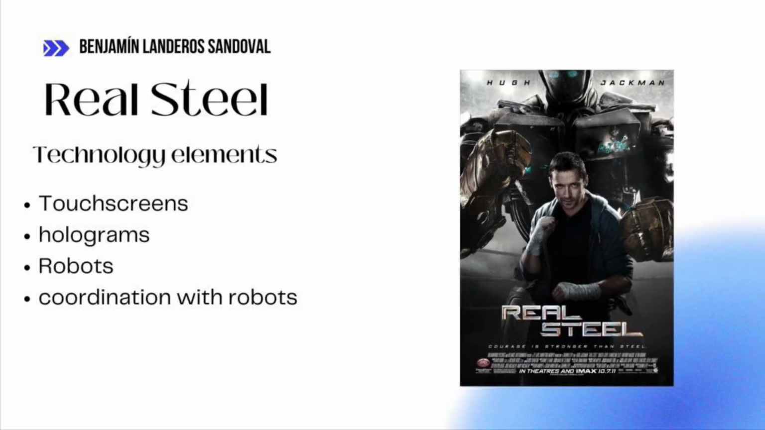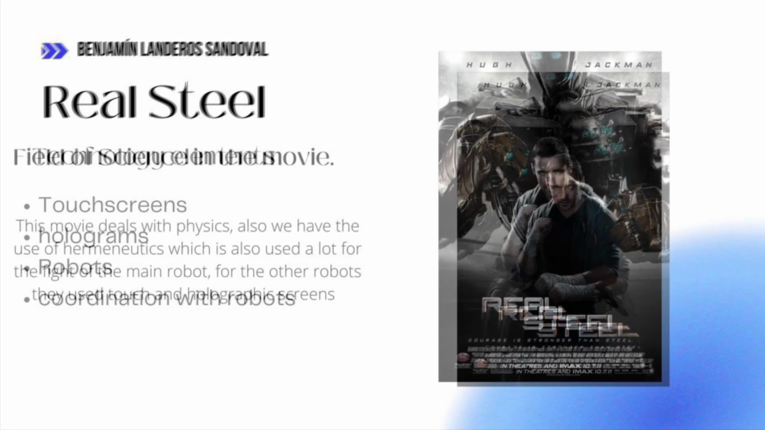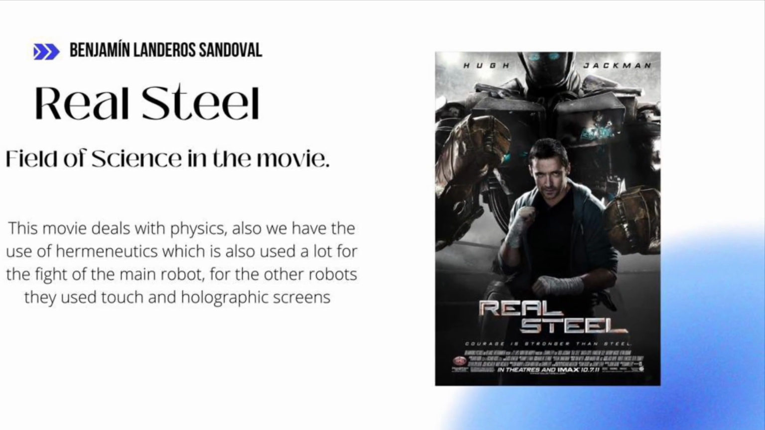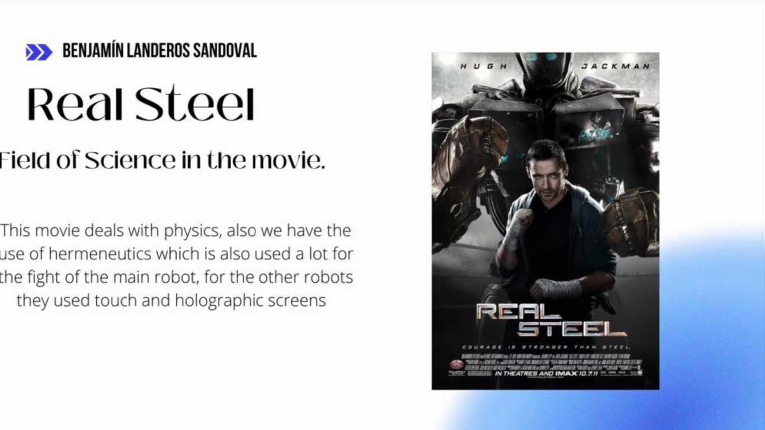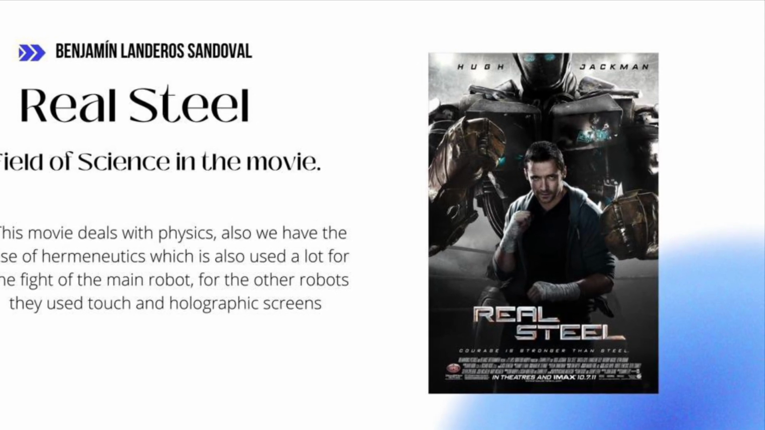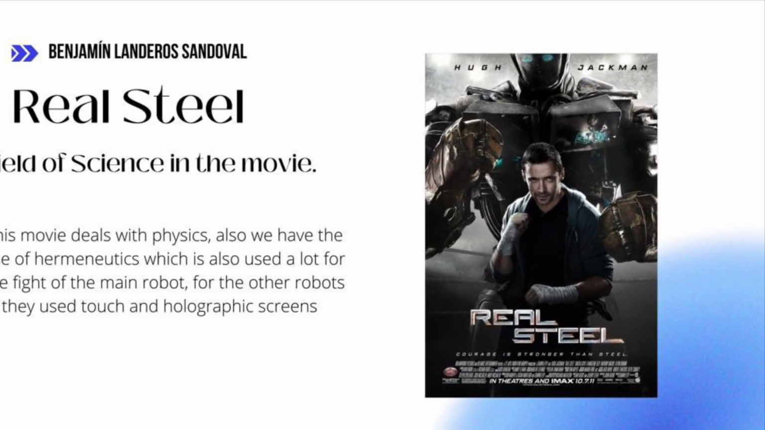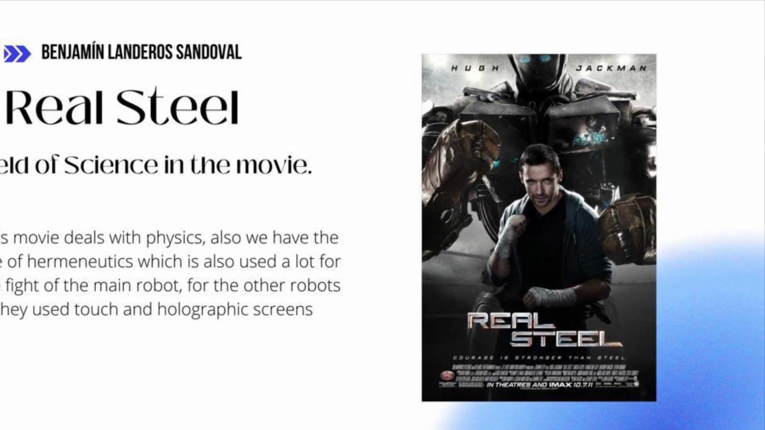The field of science in the movie is that this movie deals with physics. Also, we have the use of hermeneutics, which is also used a lot for the fight of the main robot. For the other robots, they use touch and holographic screens.